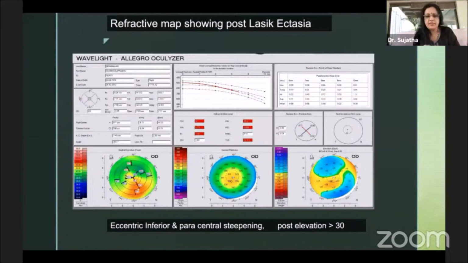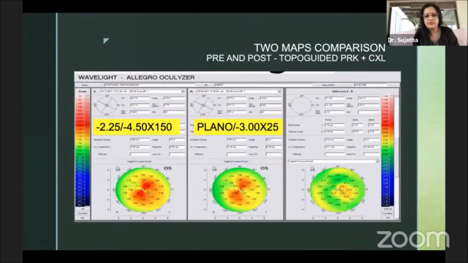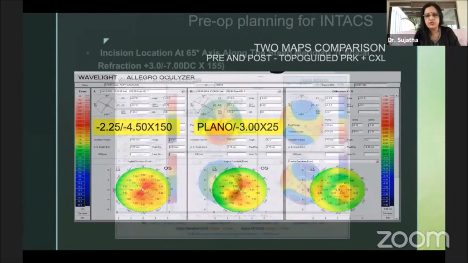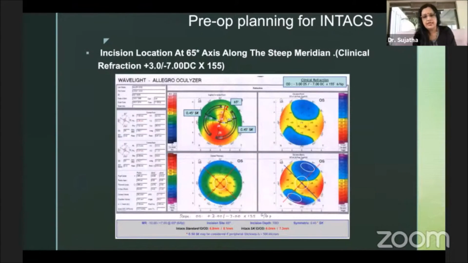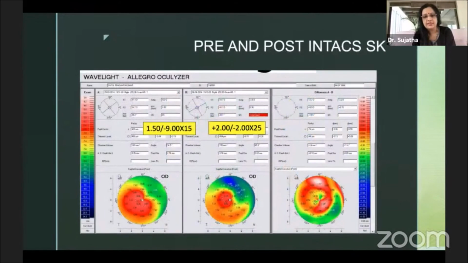And the refractive map is a very simple map. It has just got 3 parameters and also the indices. And just in one glance, it will let you know if the patient has any abnormality. And this patient has a post-LASIK ectasia. You can also look at the comparison maps. For example, this is a map which has shown the difference between the pre and post topo-guided PRK. These maps are also helpful for planning Intacs, as you can see, looking at the posterior float as well as anterior portion. And this is again a comparison map.